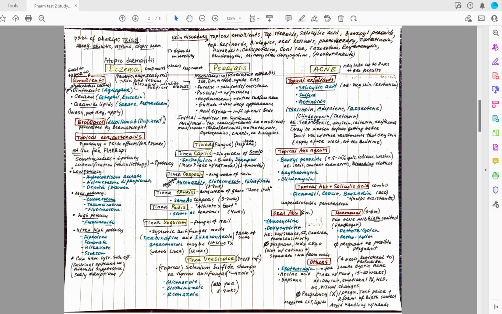Topical antibiotics with salicylic acid, so with exfoliants. So Clarisil, Ciosil, Benzaclin, especially Benzaclin helps with resistance. Unpredictable penetration, that's a combo.